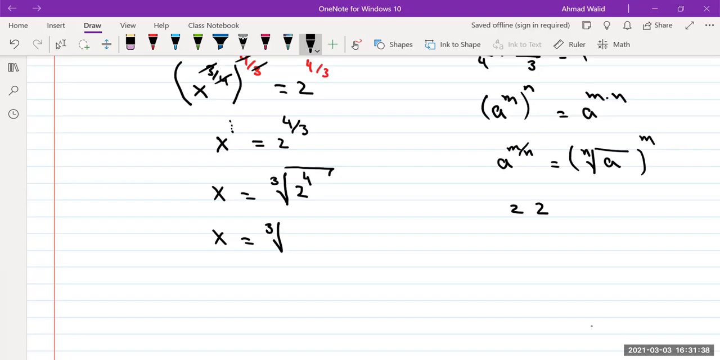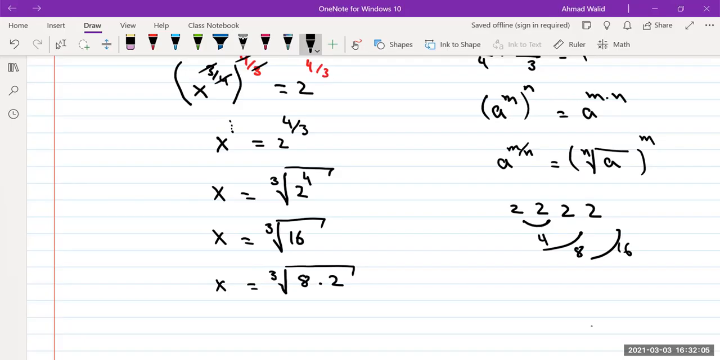It means 2 times 2 times 2 times 2. 2 times 2 is 4. 4 times 2 is 8. 8 times 2 is what? 16. Then x equals the cube root of what? 16. And instead of 16, you can write x equals the cube root of 8 times 2.